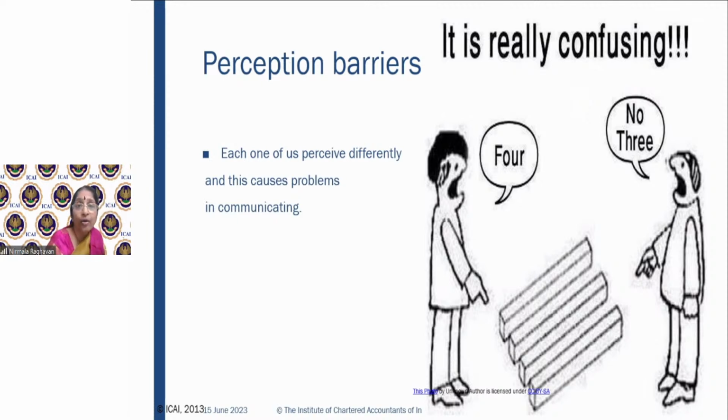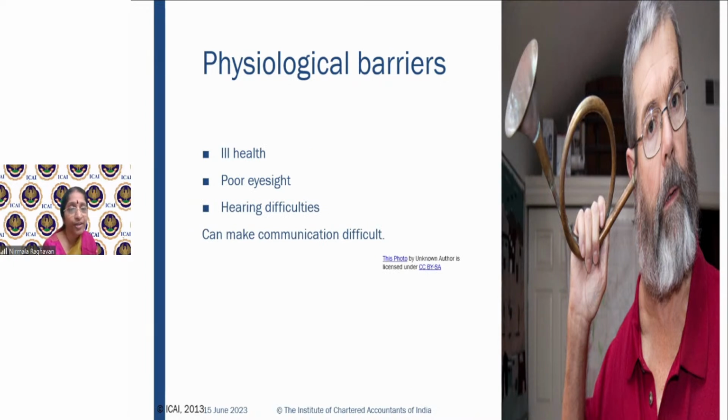I stop here. Okay, perception barriers. If you have wrong understandings of what you see, then that can become a barrier to communication, a perception barrier. Physiological barriers: ill health, poor eyesight, hearing difficulties can make communication difficult. Semantic barrier will only be language, not attitude. Technology barriers, you know it.